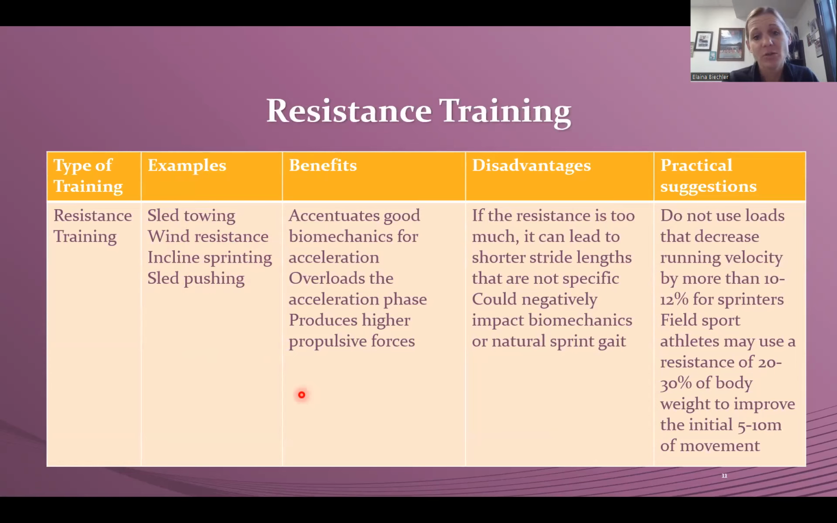So benefits: it accentuates good biomechanics for acceleration. It overloads the acceleration phase, particularly because I've got that forward body hinge and I'm in that diagonal body position so that I am focusing on that acceleration, and it produces higher propulsion forces. Disadvantages: if the resistance is too much, it can lead to shorter stride lengths that are not as specific, and this could negatively impact biomechanics or natural sprint gait.